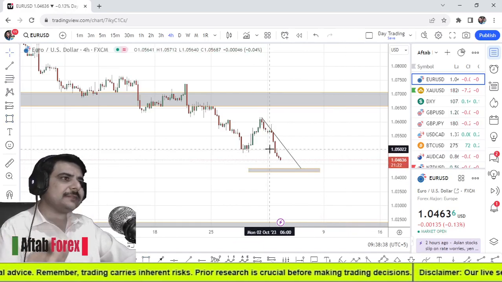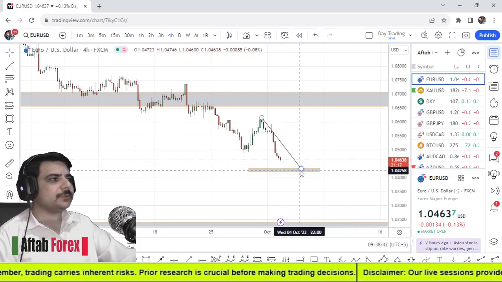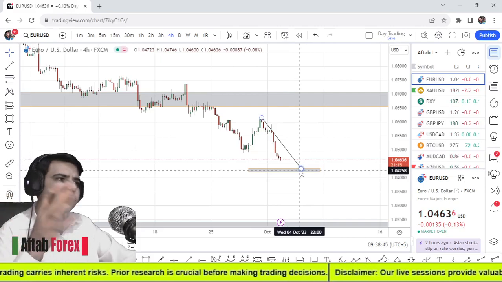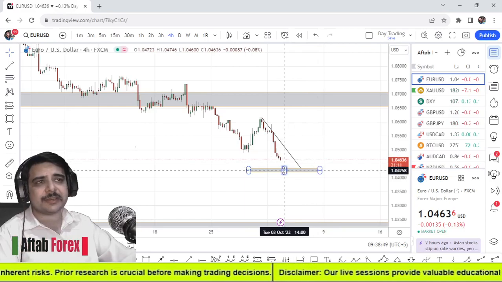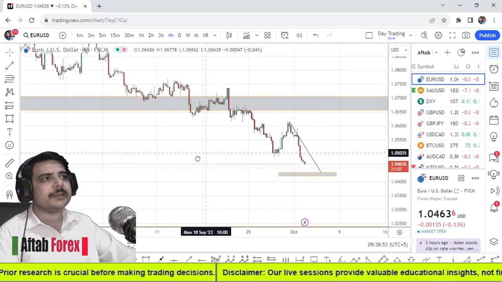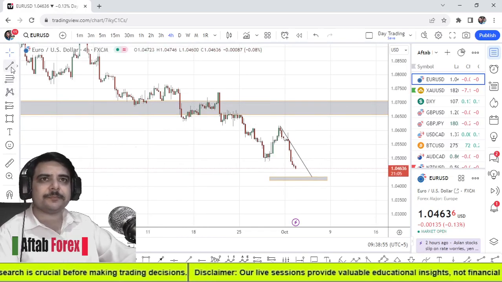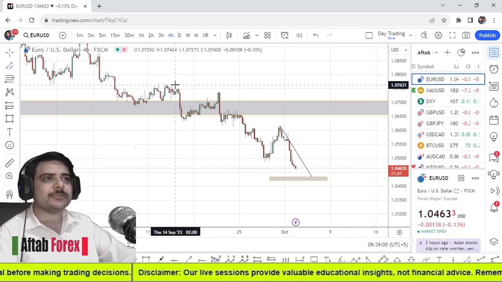So in the live stream I also said that it is going down towards 1.04200, somewhere closer to this zone, but it doesn't mean we are going to take sell trades right here. No doubt the market is very nicely down and is clearly on a sell trend, but we are not going to take a sell trade from here because it dropped already so much.